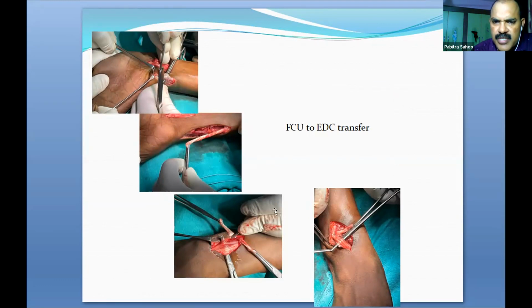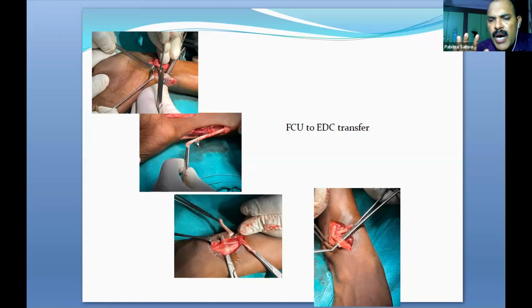This is a case we have recently operated. Here we have isolated flexor carpi ulnaris completely. Since it's a thick muscle, it is difficult to pass through the extensor digitorum tendons, so we have divided the FCU into two parts. One part will pass through the medial two extensor tendons, and the other part will pass through the lateral two extensor tendons. By that you can augment the extensors.